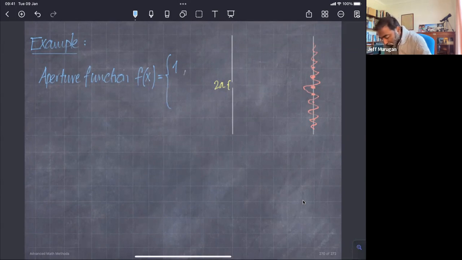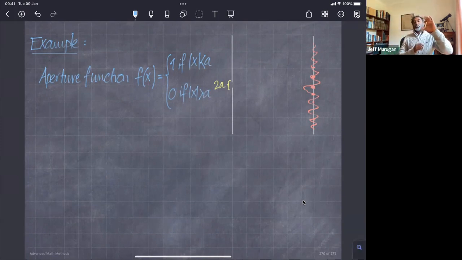If mod x is less than a, in other words, if x is between minus a and a, it's going to be 1, and it's going to be 0 if mod x is greater than a. In other words, if we're outside of this width 2a, then we're in the screened region and no light gets through. If we're inside between minus a and a, then we're in the hole region and light gets through.